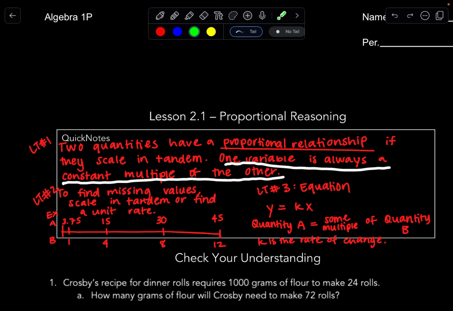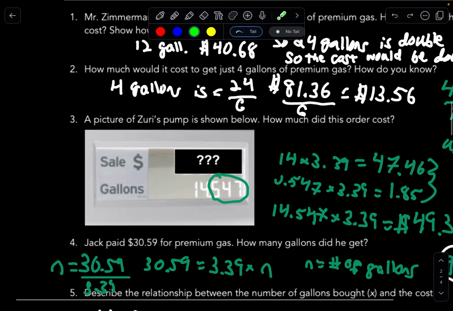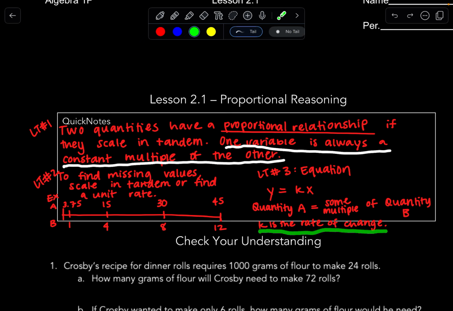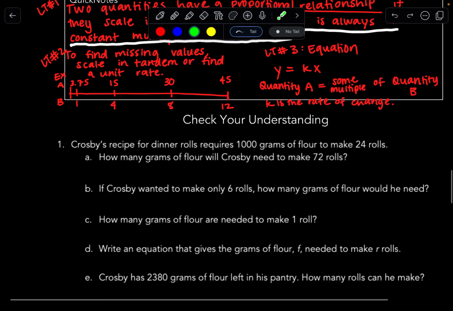The other option is to write an equation, y equals kx. For us, k was the price per gallon that we found, $3.39 for Jack's. Then x would be the number of gallons, and y would be the cost. So in the generalized form, it would be quantity A equals some multiple of quantity B. k is the rate of change. And there you go. That was the note.